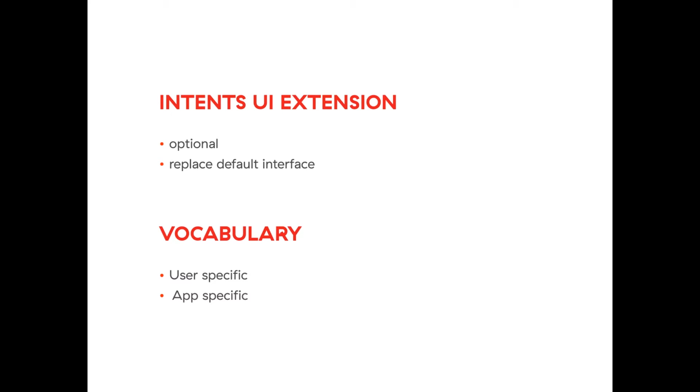And there's also vocabulary. There are 2 types of vocabulary: user-specific, that contains terms that are specific only to one user, and app-specific, that contains terms that are specific to all users of the app. And you can and you should provide examples of those terms and examples of how users might use them in sentences. And also, if your app supports multiple languages, you should give localized terms also.